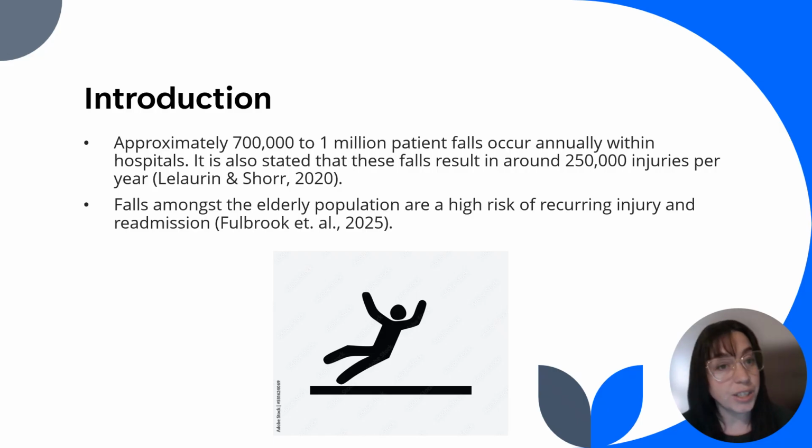So, for an introduction to this fall issue, approximately 700,000 to 1 million patient falls occur annually within hospitals. It is also stated that these falls result in around 250,000 injuries per year. Falls amongst the elderly population are a high risk of reoccurring injury and readmission. To address the challenge posed by fall incidents in acute care settings, comprehensive fall prevention programs should be implemented. These programs should include multidisciplinary measures such as staff education, fall bundle utilization, and regular risk assessments.